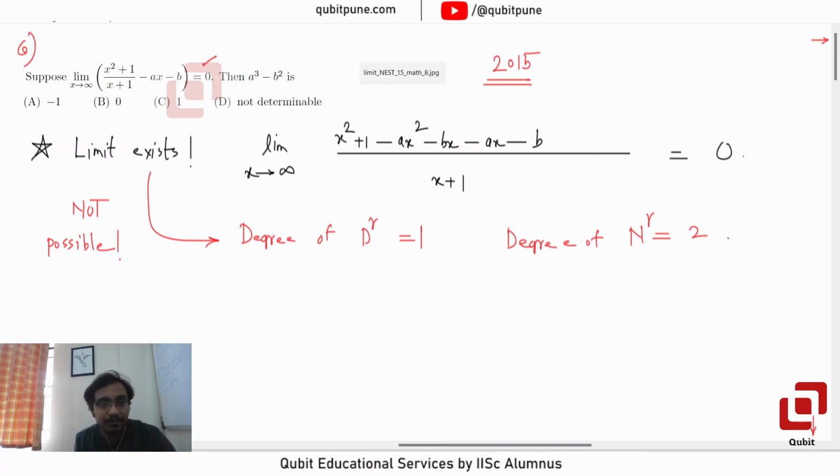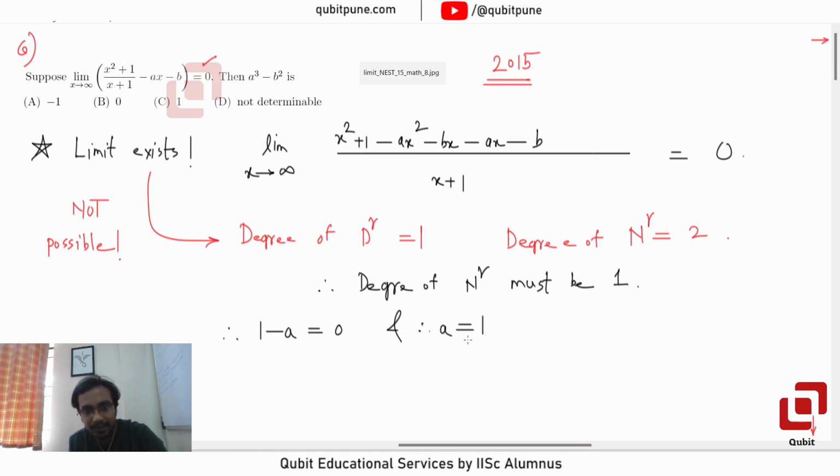Therefore, what must we conclude? Therefore, the degree of the numerator must be 1, same as that of the denominator. And therefore, 1 minus a is 0 and therefore a is 1. How did we get that? Look, x squared is there, minus ax squared is there. The coefficient of x squared should be 0 because the degree of the numerator must be 1. Therefore, a is 1.